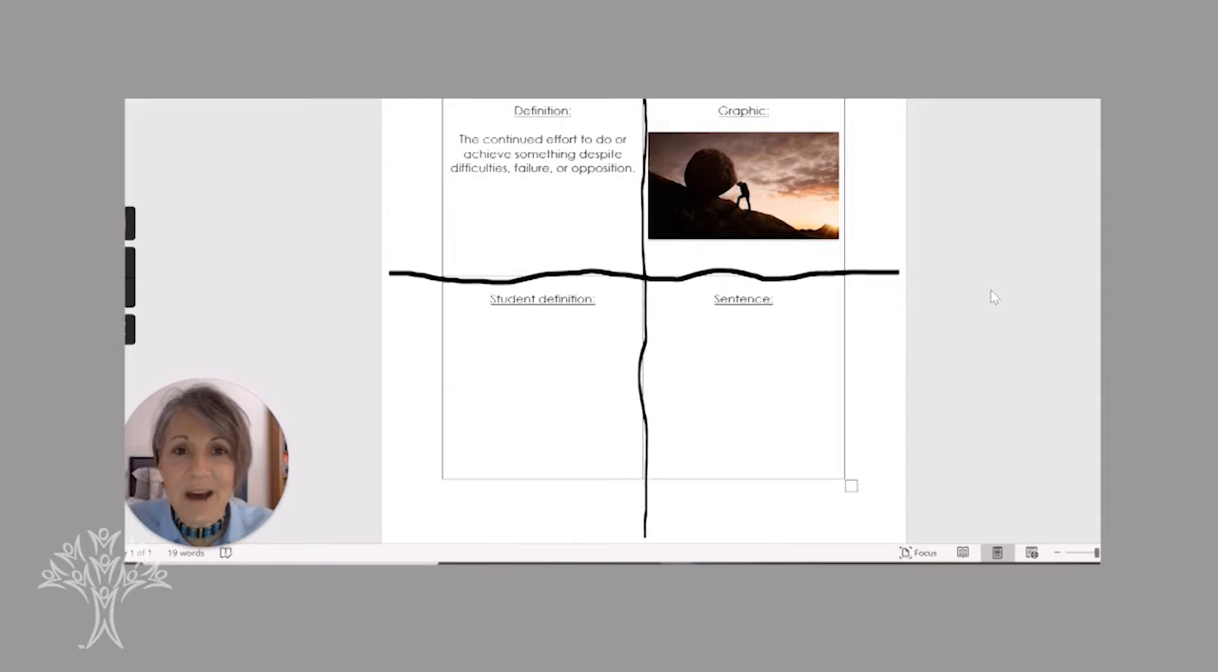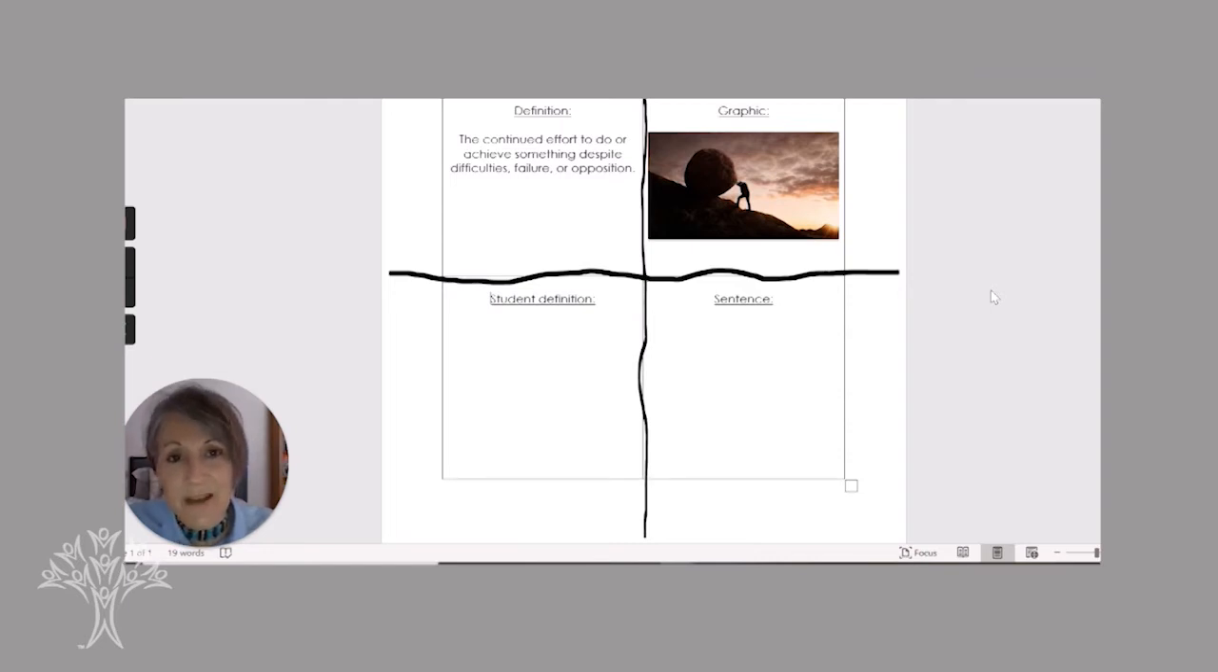In the second box, we have what's called a graphic, and I've included a picture of what looks like a person rolling a giant rock up a pretty steep hill. In fact, I can't even see the top of the hill. So I know that it would take a lot of perseverance to complete this task. You can add your own picture or graphic there to help you remember what the word means to you.